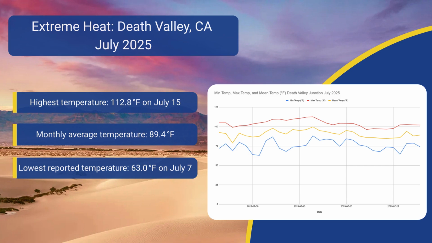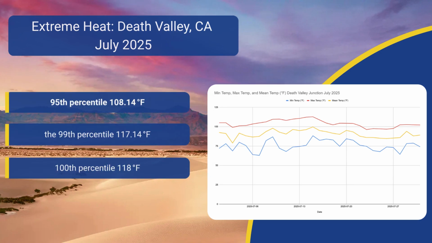Next, conducting the same API queries for the daily high temperatures during July in Death Valley, we can see that the data indicates a temperature of 112.8 degrees Fahrenheit was reported on July 15th, which according to our percentiles query was hotter than the 108.1 degree 95th percentile of recorded values, once again highlighting how extreme that date was compared to the station's historical record.